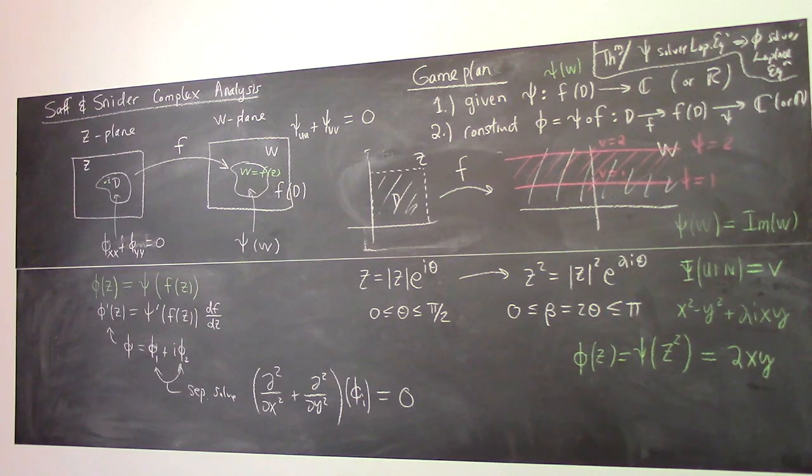This also solves Laplace's equation in the z-plane, but not the same way. What do these boundary conditions look like? What do they get transported back to? In other words, if we have v equals 1, where did that come from?